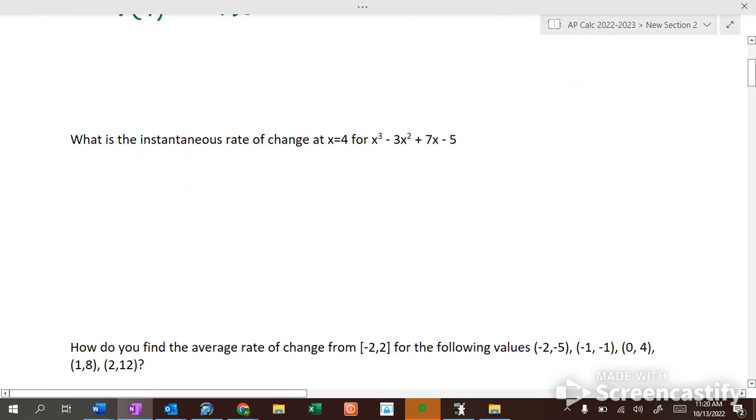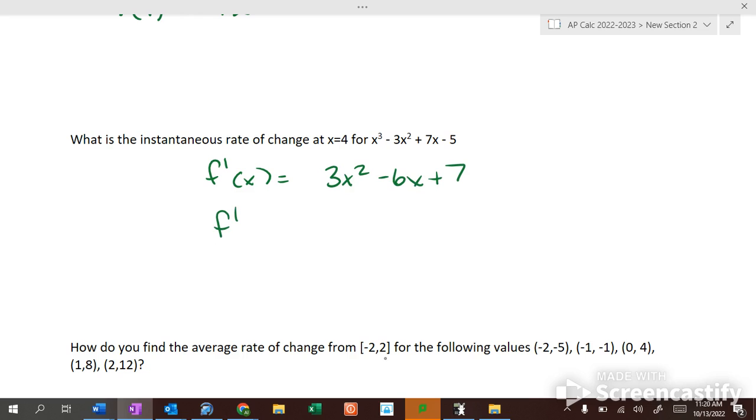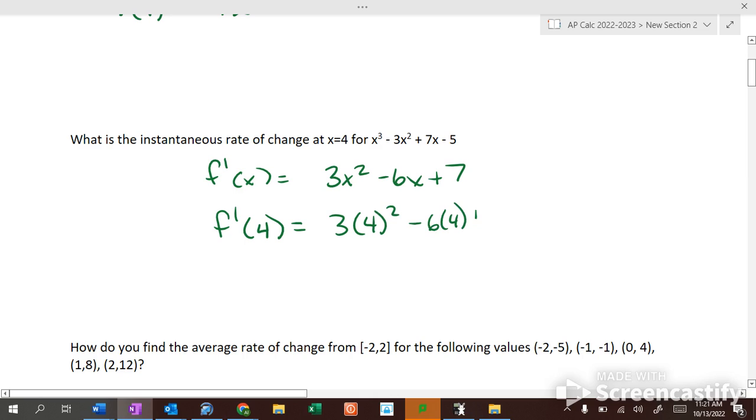Okay? What's the instantaneous rate of change for this one? When you're doing instantaneous rate of change, you have to find the first derivative. So the first derivative of that function is what? 6x. So then we have to find the value of the first derivative at 4 to find the instantaneous rate of change at 4. So it's 3 times 4 squared minus 6 times 4 plus 7. 4 squared is 16 times 3 is 48 minus 24 plus 7 is 31.